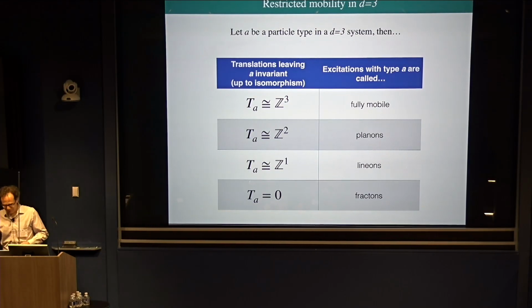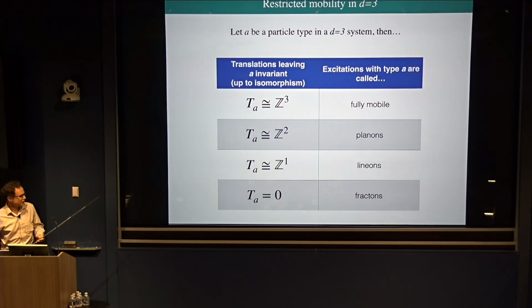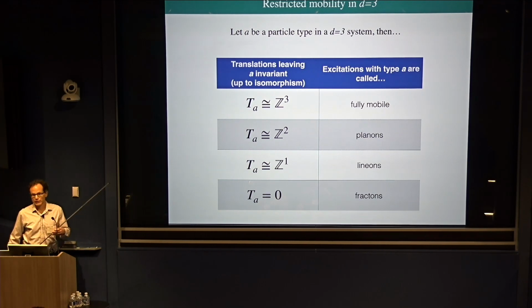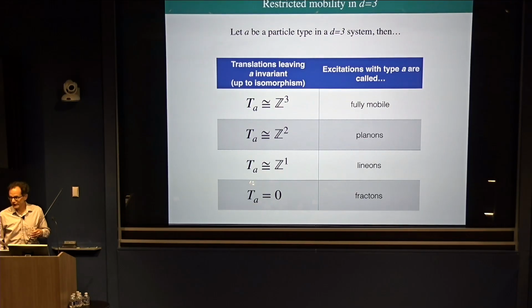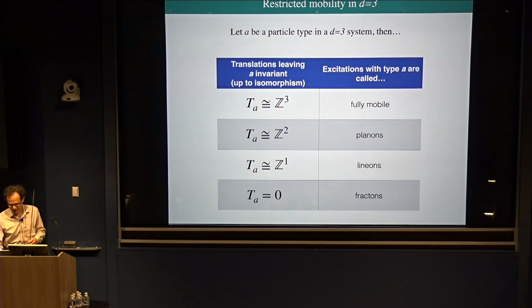Now, one thing I want to emphasize is that you might ask, is this all there is to the story of restricted mobility? You just say what this group is for each restricted mobility excitation. The answer is no. It's far from a full description, but it is an important property.